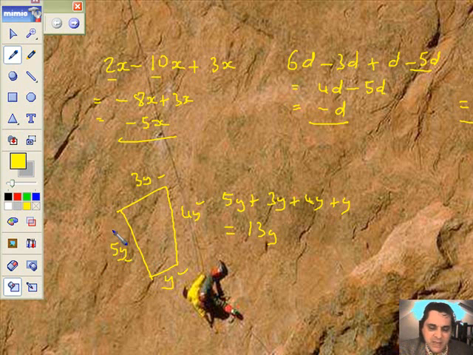Because we have the same term in each of the 4 sides, we've got only y's to worry about. So it's dead easy. 5 and 3, 8, plus 4, 12, plus that 1y makes 13 y's. That's the perimeter. Let's try a more challenging one over here.